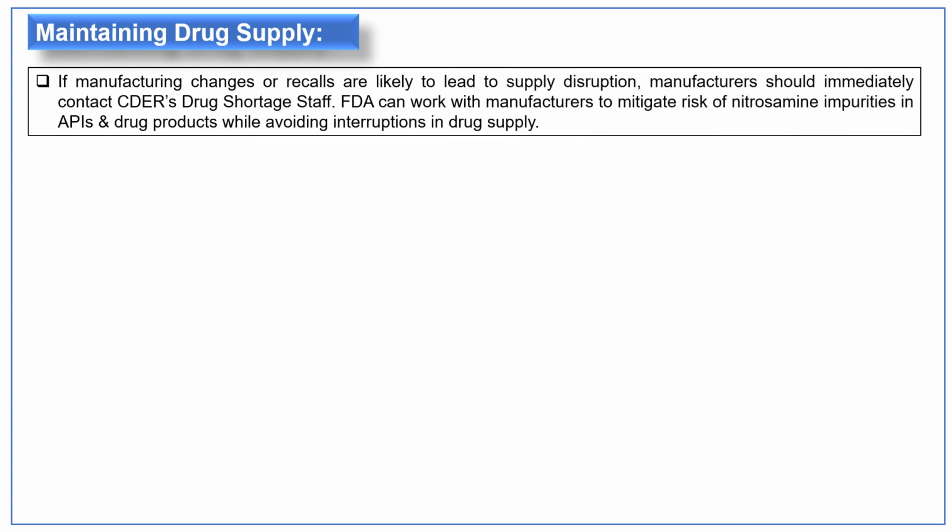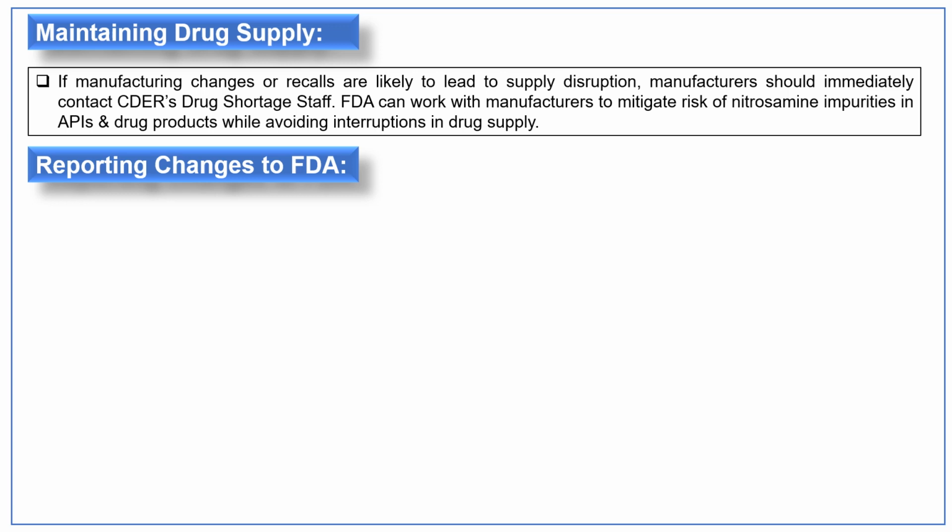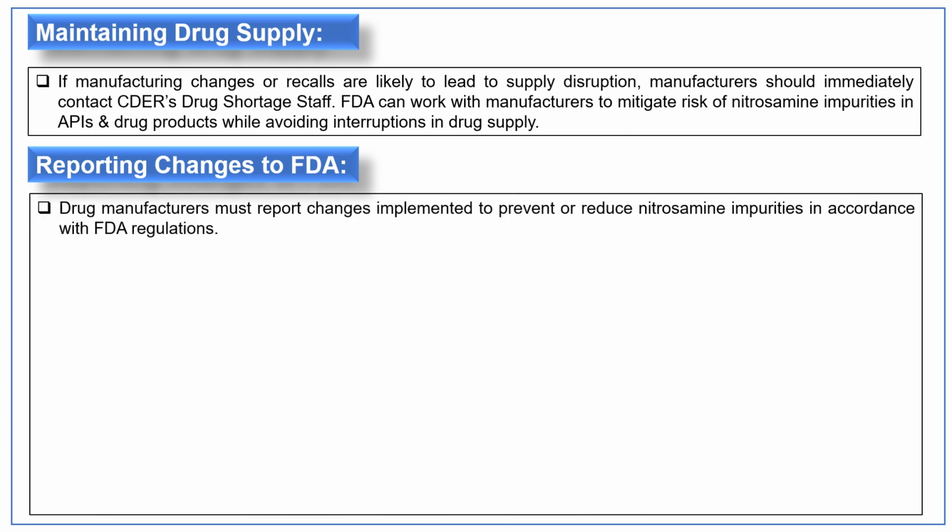Maintaining the drug supply: the guidance states that if the manufacturing changes or recalls are likely to result in the disruption of the supply and a market shortage of the product, the manufacturers should contact the drug shortage department so that FDA can work with them to avoid interruption in the drug supply. And reporting changes to the FDA, it states that drug manufacturers must report changes implemented to prevent or reduce the nitrosamine in accordance with the regulations.